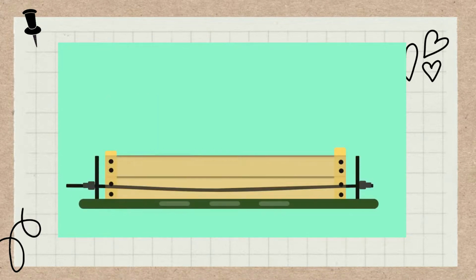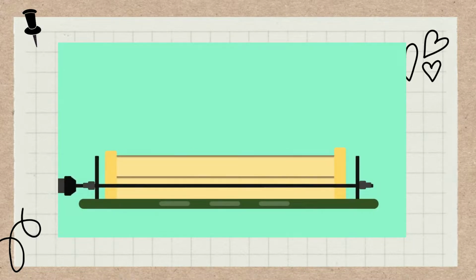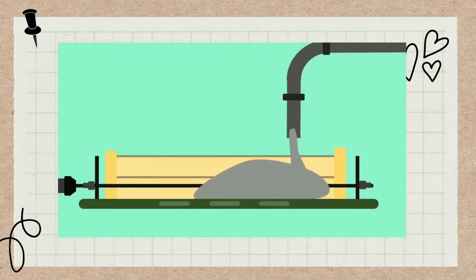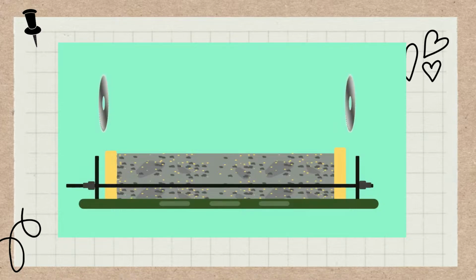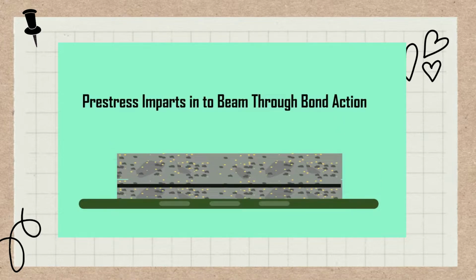Pre-tensioned concrete. Pre-tensioned concrete is that in which the tendons are tensioned before pouring of concrete. The tendons are initially tensioned and anchored at both ends, and then concrete is poured over it and cured. When the concrete attains desired strength, the tendons are released and projections are cut out. The prestress is imparted into the beam through bond action.